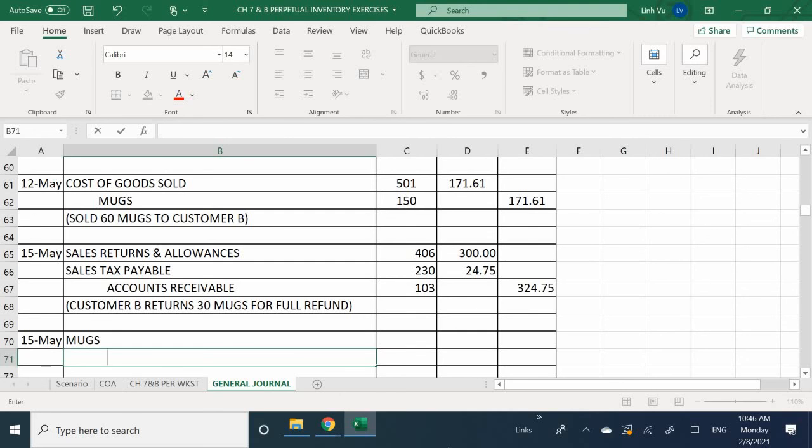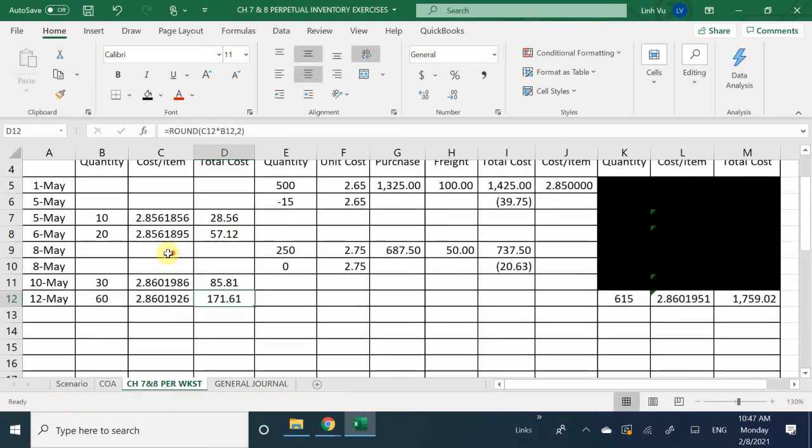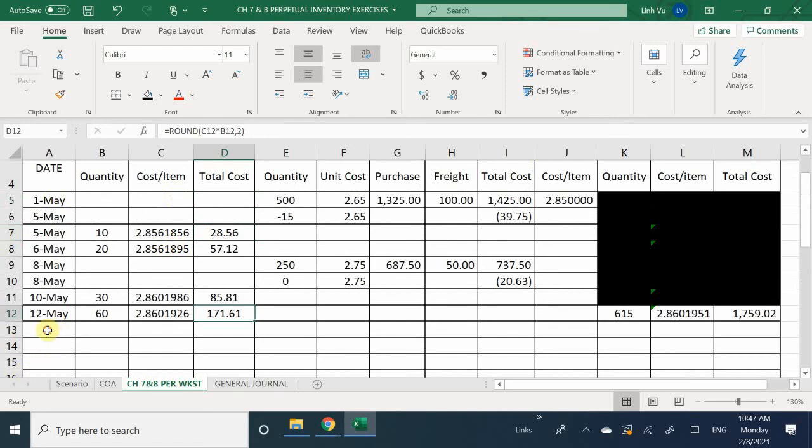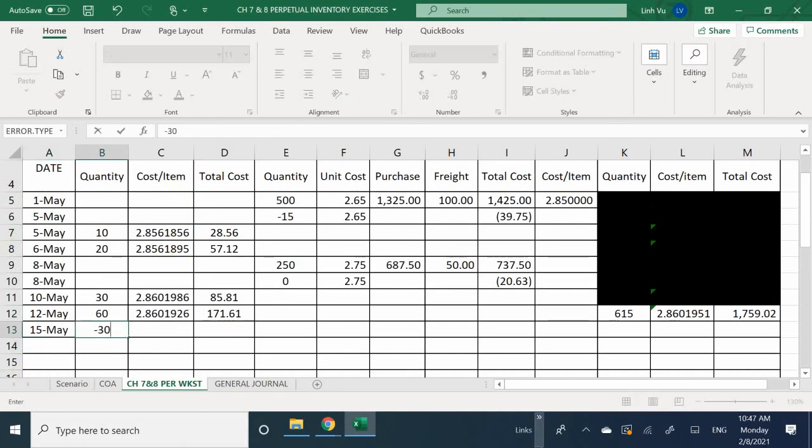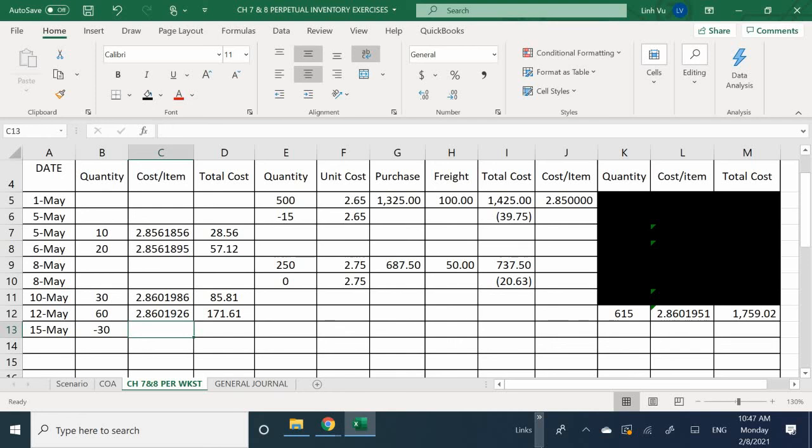So if we are going to place it back into our mugs, what do we have to also undo? Cost of goods sold? We have to undo our cost of goods sold. Okay, so let's go ahead and go to my inventory worksheet. And because we do have a section for the cost of goods sold, you're just going to place it here. We're subtracting 30 out of our inventory, right?